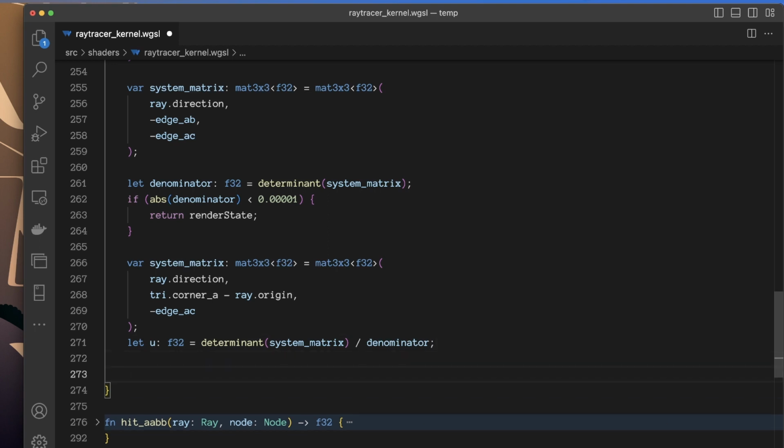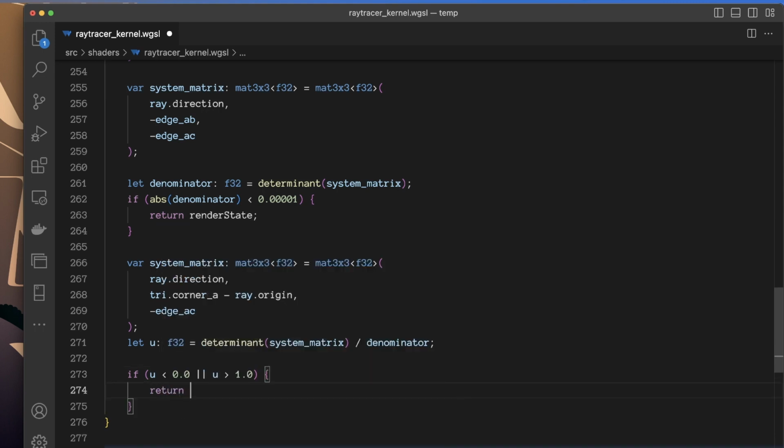Okay, so remember, we've got some tests. To start with, we need U to be bigger than or equal to 0 and less than or equal to 1. So the tests here are if U is negative or bigger than 1, return the render state.